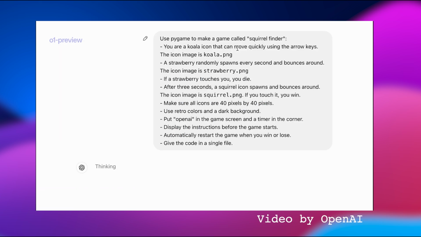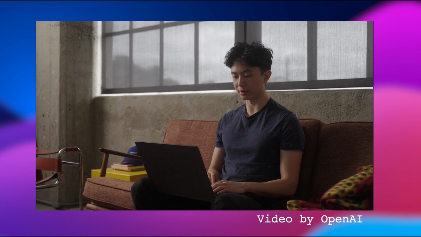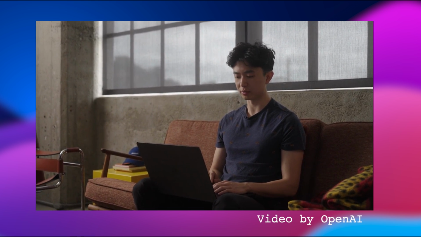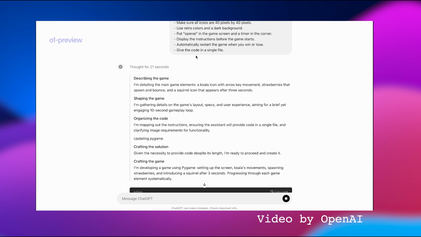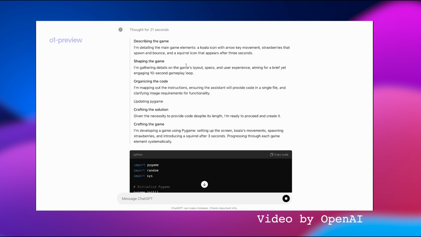And to give a brief overview of the prompt, the game Squirrel Finder basically has a koala that you can move using the arrow keys. Strawberries spawn every second and they bounce around, and you want to avoid the strawberries. After 3 seconds, a squirrel icon comes up and you want to find the squirrel to win. And there are a few other instructions like putting OpenAI in the game screen and displaying instructions before the game starts, etc. So first you can see that the model thought for 21 seconds before giving the final answer.